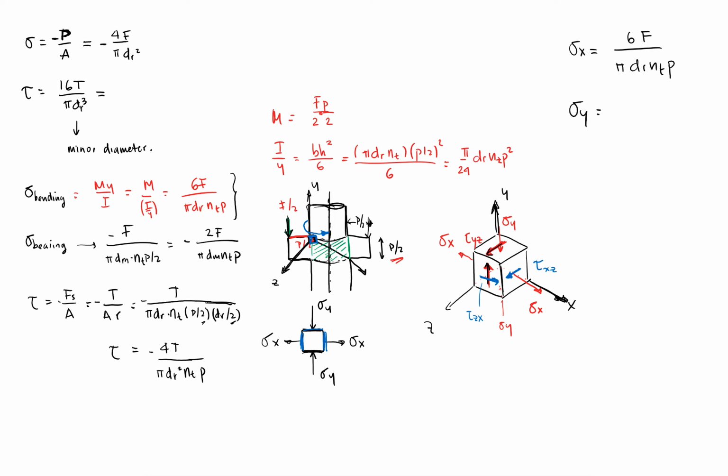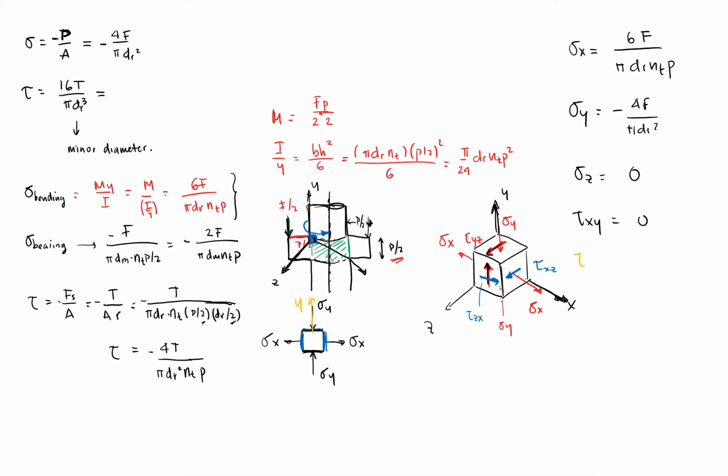Sigma y from the compression going down is minus 4F over pi d_r squared. Sigma z is non-existent, or 0. Tau xy is 0. Again, looking at it from the xy plane, as the square element, there were no vectors in this direction, so no shear in the typical directions that we usually see. So that's why that is 0.